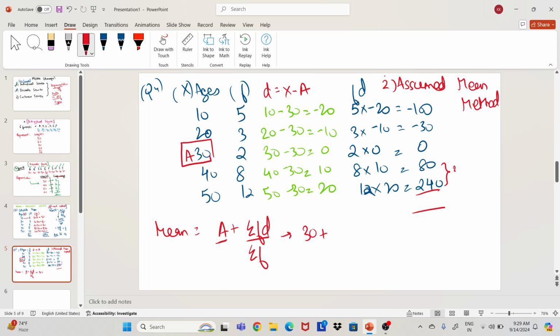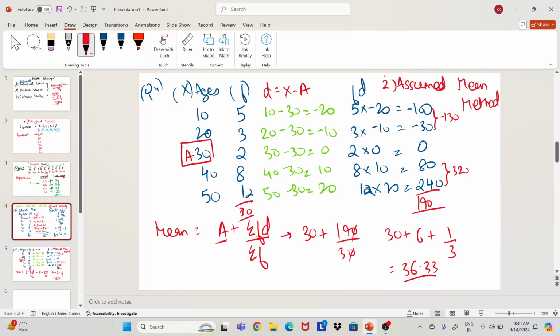This would give us 320, and this would be minus 130. 320 minus 130 would be 190. So this is 190. So 190 divided by the summation of frequency, which is 30. So yes, 0 and 0 get cancelled out. 30 plus 6, that is 18 by 3, 6 and 1 by 3. So this is coming out to be again 36.333.